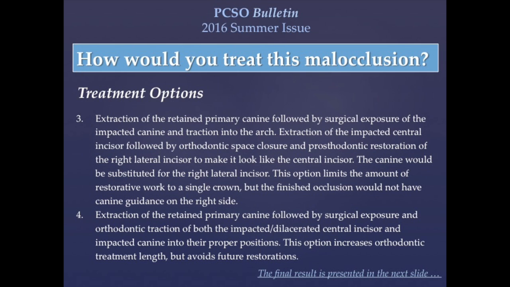Option 3 would be to extract the retained primary canine, followed by exposure and traction of the impacted canine into the arch. The impacted central would also be extracted, followed by closure of the space and restoration of the right lateral incisor to look like a central incisor. The canine would then be substituted for the right lateral incisor. This option further limits restorative costs to a single crown, but results in an occlusion lacking canine guidance on the right side.